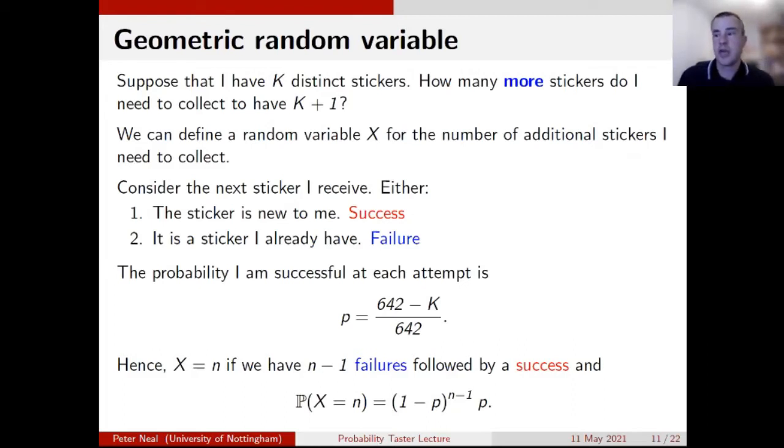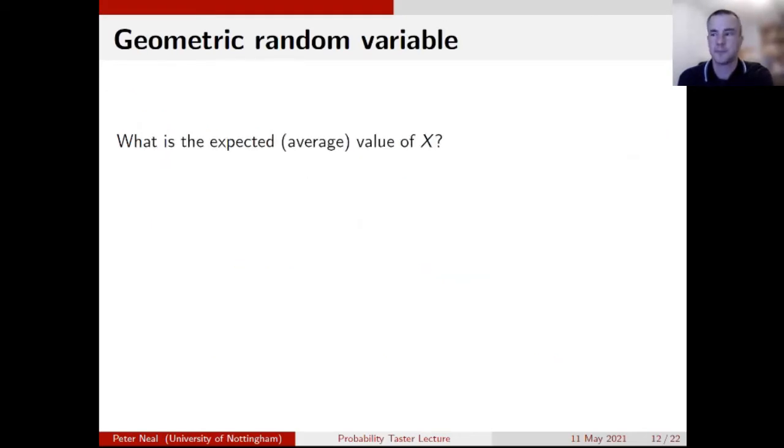So what we can do here is work out the probability that x equals 3. That will occur if I have fail, fail, success. The probability of a fail is 1 minus p, so 1 minus the probability I'm successful, and we want n minus 1 of those. So we do 1 minus p times 1 minus p, n minus 1 times. And then at the end, we have a success, so the probability is multiplied by p.